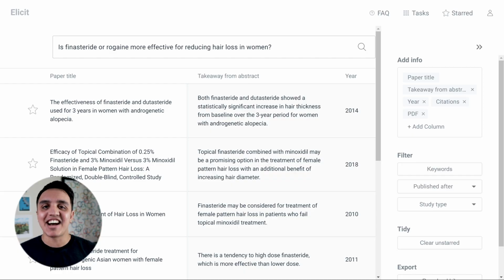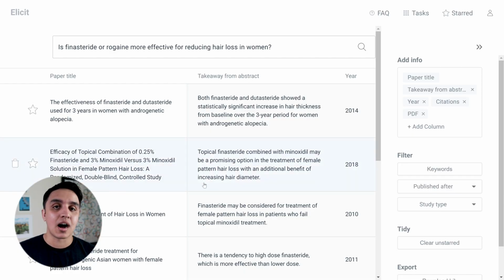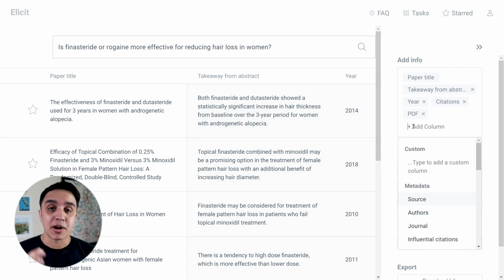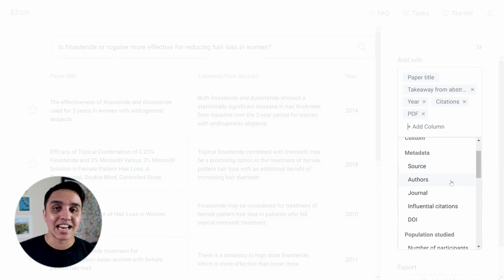Elicit uses semantic search, meaning that it understands the contextual meaning of words. As a result, we can worry less about the particular words we use when searching. In our example, Rogaine is the branded name of minoxidil, but because these words are semantically similar, Elicit will treat them the same way. Now that Elicit has generated this basic table for us, we can begin to add our columns. To add a column, press the button on the right-hand side which says add a column.